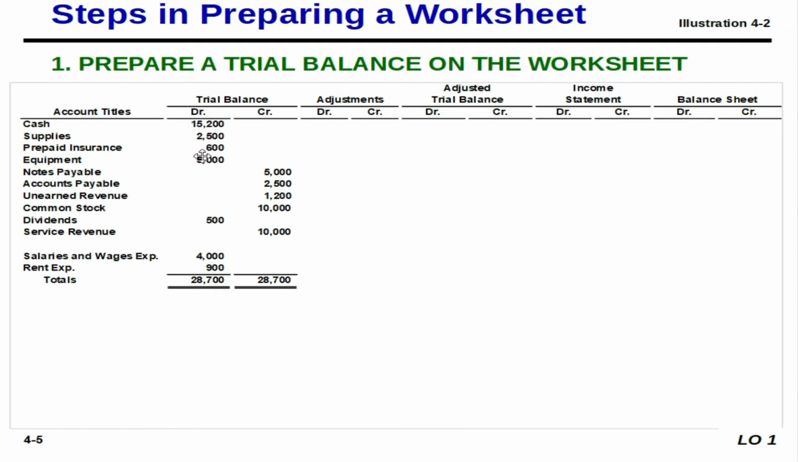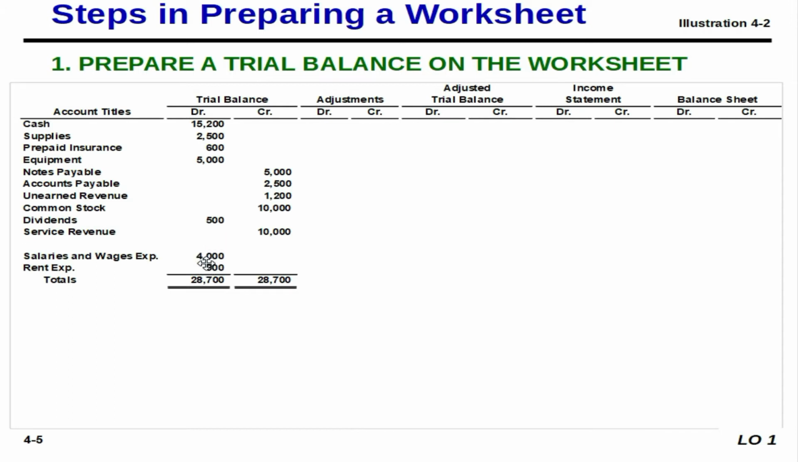All your assets are going to be on the debit side unless it's a contra account. Dividends are going to be on the debit side. Remember, dividends follow the same rules as expenses. They increase on the debit side, decrease on the credit side. And then you have your liabilities, which are going to be on the credit side, and your stockholders' equity are going to be on the credit side for the most part. Expenses work like dividends again, so they belong on the debit side. So that's where we get these balances from the ledger.